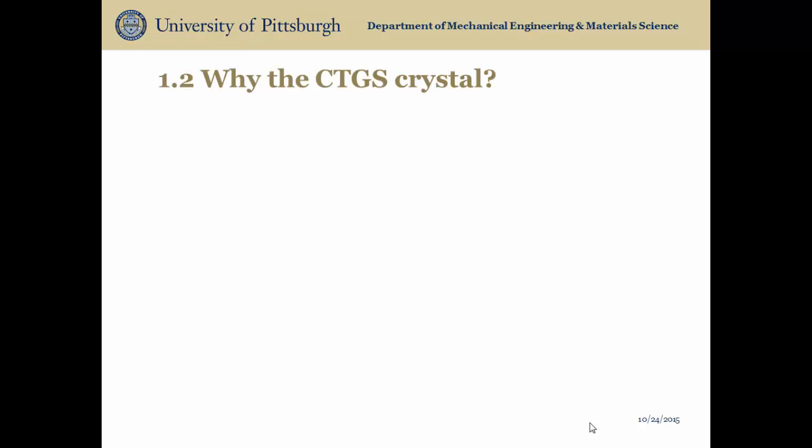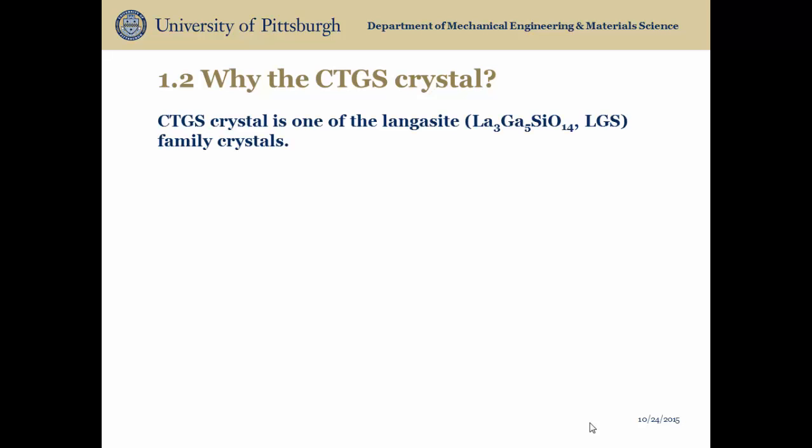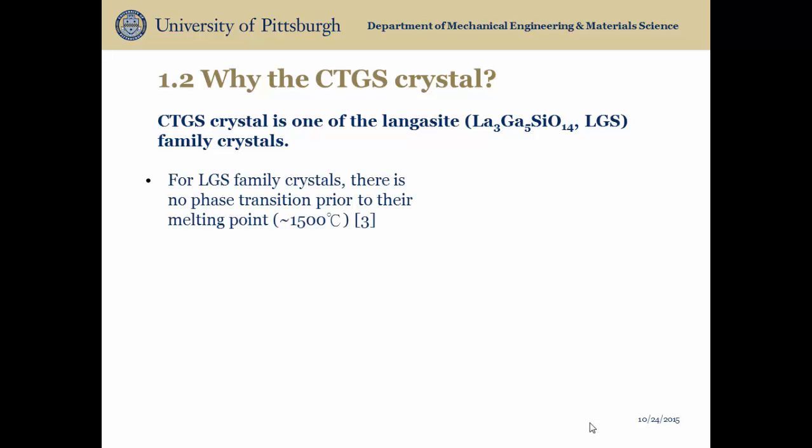And the second question is, why do we choose the CTGS crystal? The CTGS crystal is one of the langasite family crystals. The langasite family crystals have been widely investigated for high temperature applications, because there is no phase transition prior to their melting point.